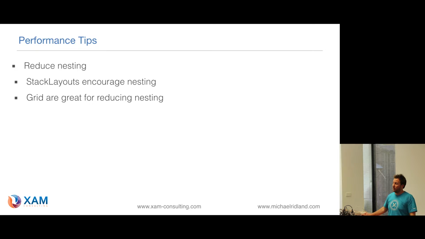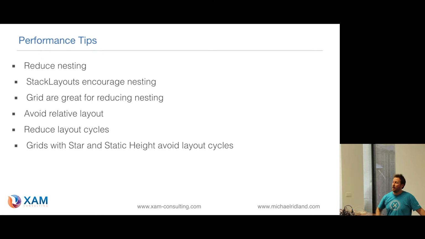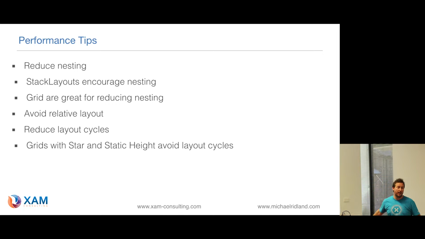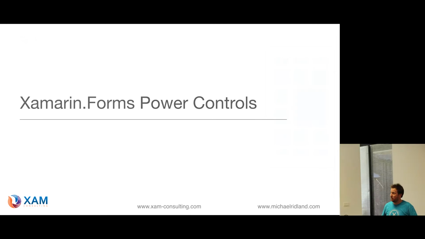So to have a faster view: stack layouts, if you're using a stack layout, it encourages you to do lots of nesting, which is not good in Xamarin Forms. Grids are great for reducing the nesting, because you can create a single hierarchy with everything laid out onto a single page. Avoid the relative layout, and reduce layout cycles. If you have a grid and you're using lots of auto heights, then when some data changes, it's going to have to recalculate the whole grid and recalculate the whole page in many cases. So if you're using a grid with static heights and star, there's less chance of having a layout cycle.